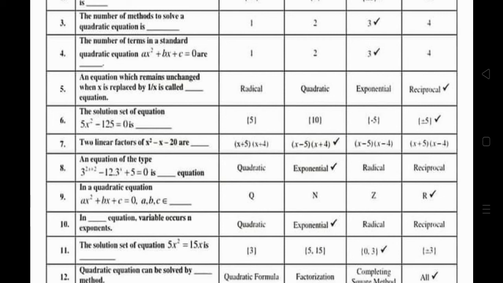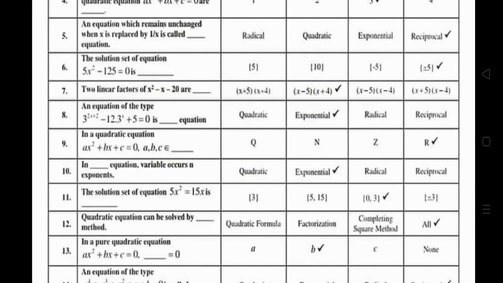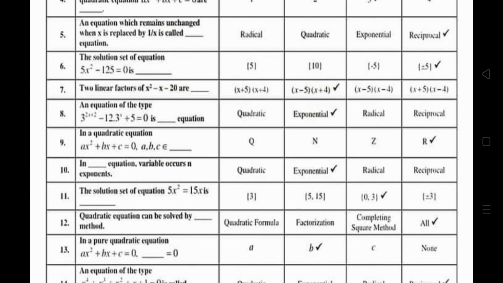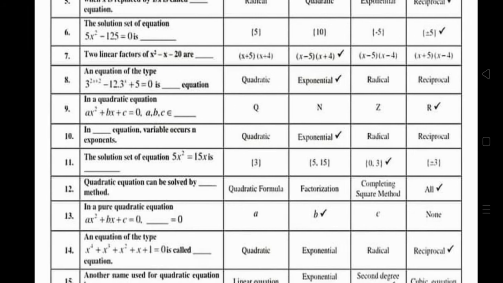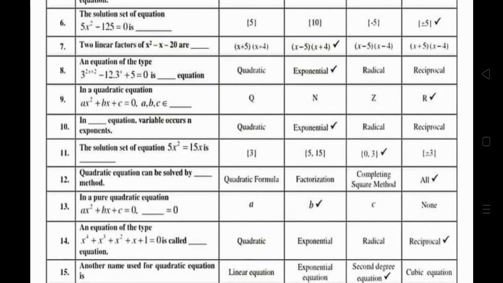In an exponential equation, the variable occurs in the exponent. The solution set of equation 5x square is equal to 15x is 0, 3. Quadratic equation can be solved by method: quadratic formula, factorization, completing square method, all.